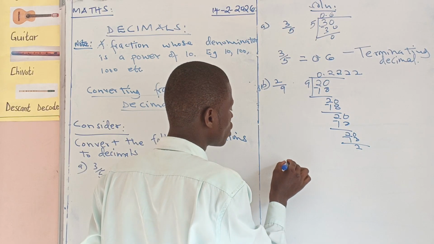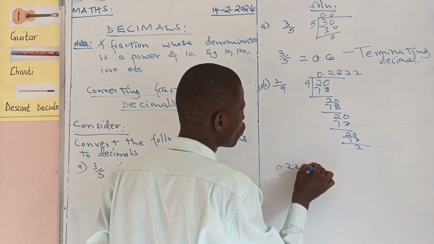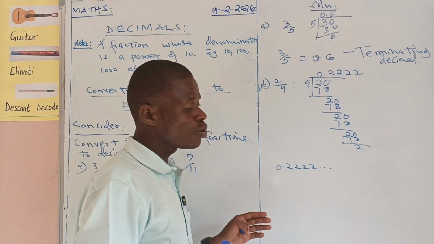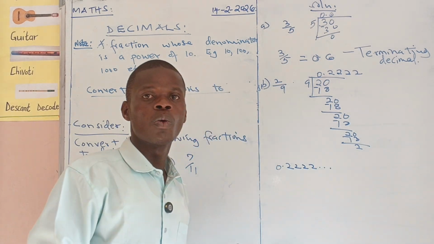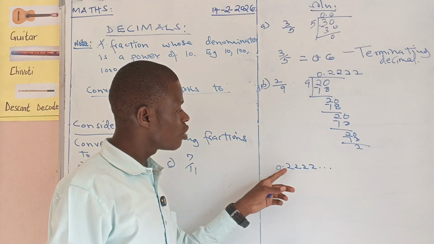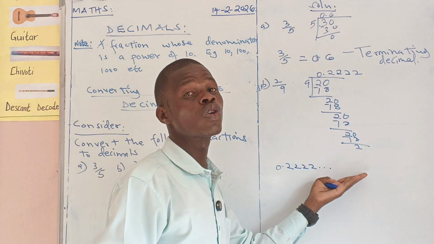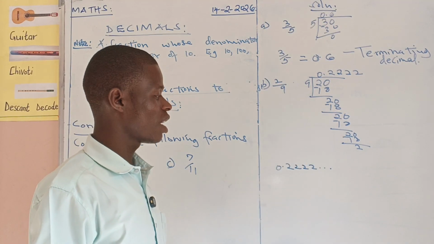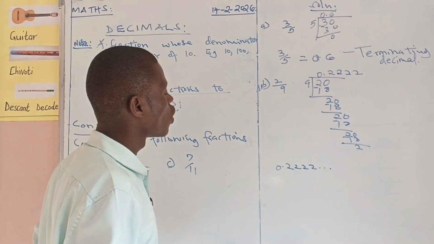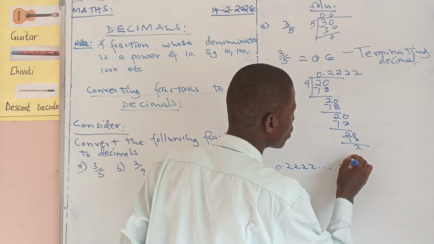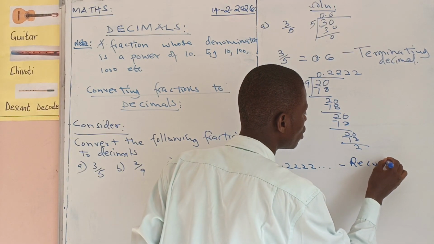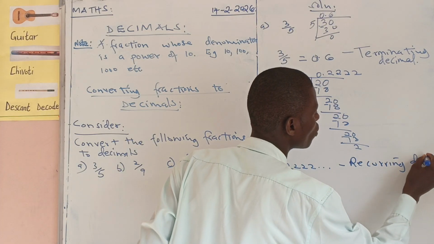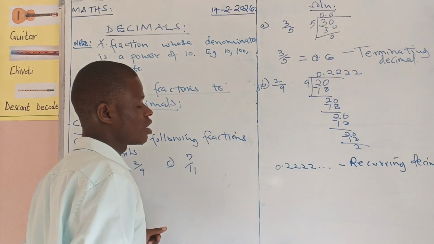Now, this one repeats itself. So 0.2222, and it is continuing. Why am I writing 3 dots here? Since it is continuing, I write 3 dots to show that I can still continue with the division, and it does not end. So this one is referred to as what? Recurring decimal. We call it recurring decimals.